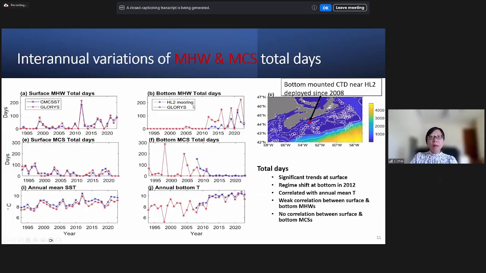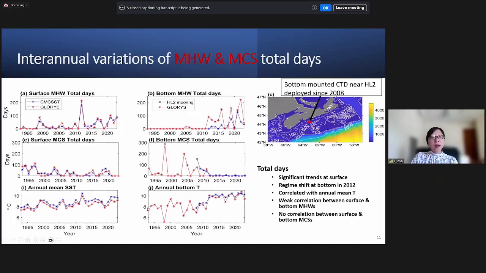For the bottom marine heat waves, we can see there is a regime shift around 2012. Before 2012, you hardly see any marine heat waves, whereas after 2012, on average, you get about 100 marine heat wave days every year. And you see the same regime shift in the marine cold spell total days. And again, the bottom marine heat wave and cold spell total days are strongly correlated with the annual bottom temperature.